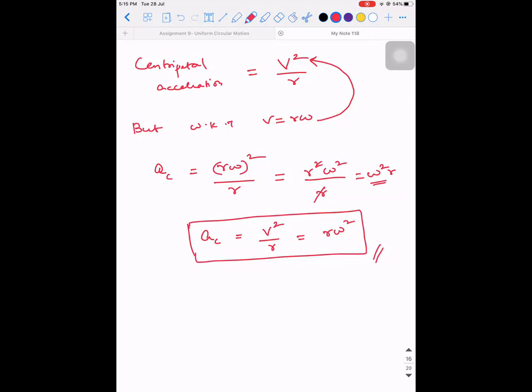Sir, depending on the question, we will be... Sorry, I didn't get you. Is there any value for omega, sir? Omega, there is no value. It depends on the question. If they give you that value of omega, then you can solve.